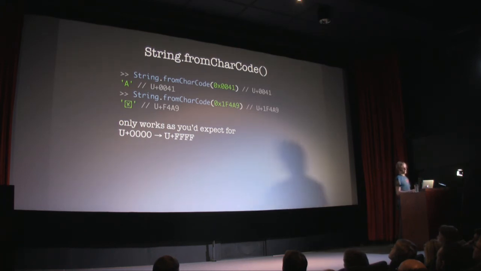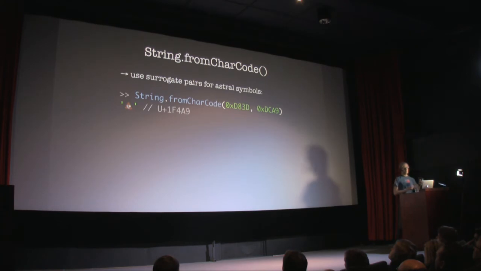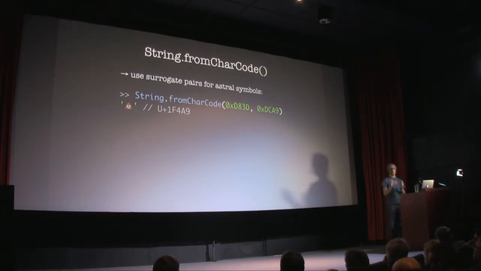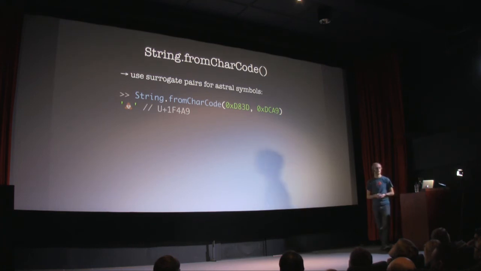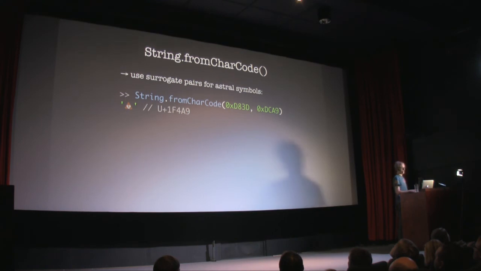Now, the solution here is to actually pass separate arguments. You need to pass 2 parameters there, and that means you also need to calculate the surrogate halves individually yourself. This means you need to implement those formulas that I showed you earlier. And of course, that's a pain in the ass. You don't want to do that.